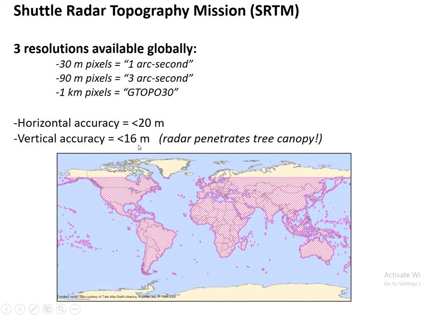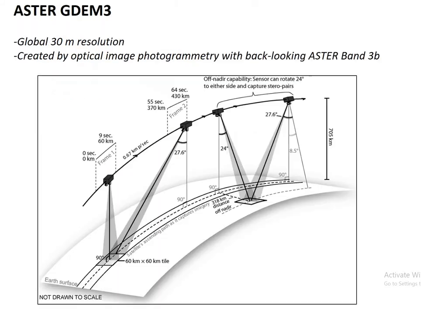And one great thing about the SRTM mission was that the long wavelength radar that was used in the mission penetrates the tree canopy. So even in jungle places, the rainforest, or thick canopies, it actually is a pretty accurate estimate of ground surface elevation because the radar bounced off the ground in many places.